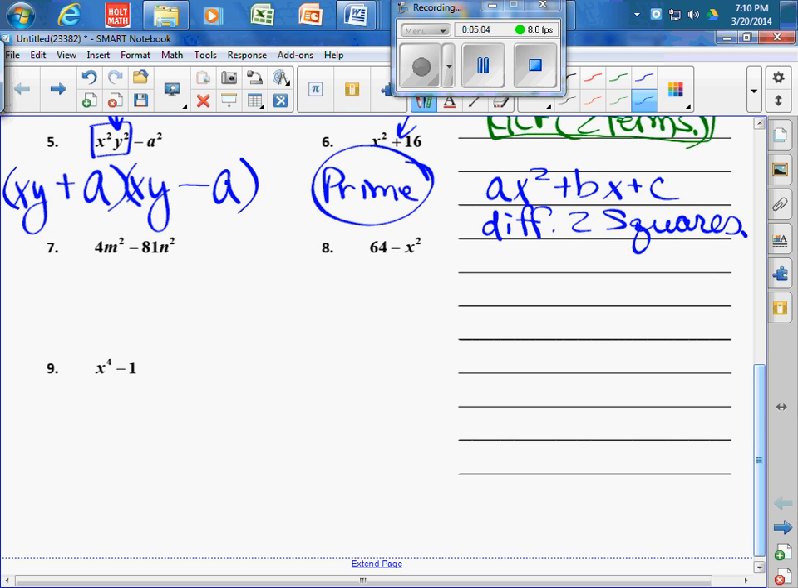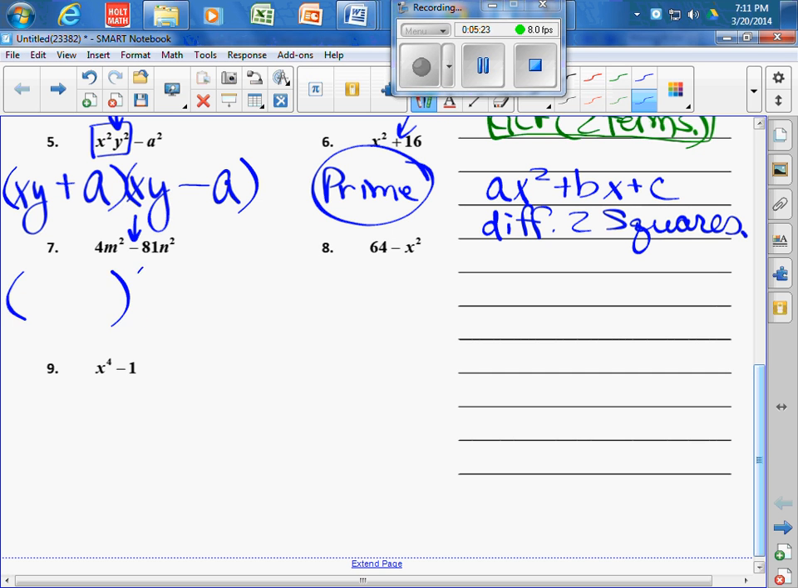Number 7, is there a GCF? No, there is not. Is it a difference of two squares? Yes, it is. 4 is a perfect square. M squared is a perfect square. So is 81. So is n squared. There's a minus sign in between them, so that gives us a difference of two squares.